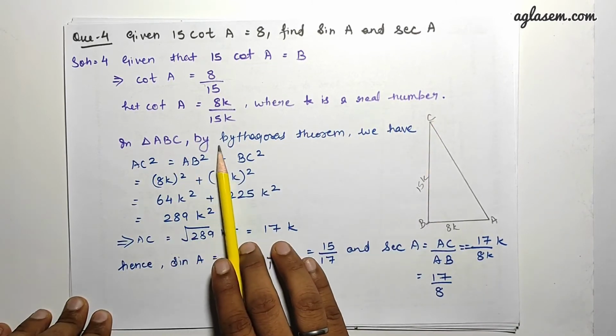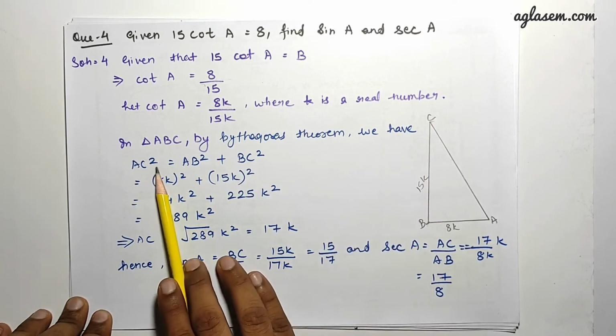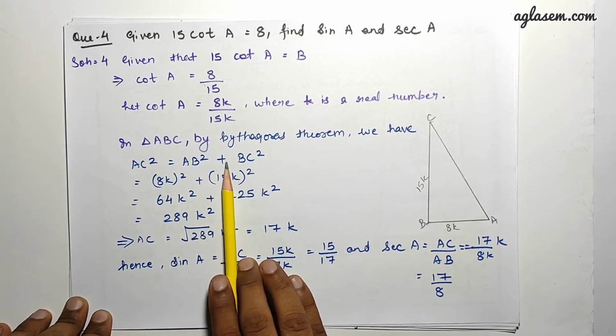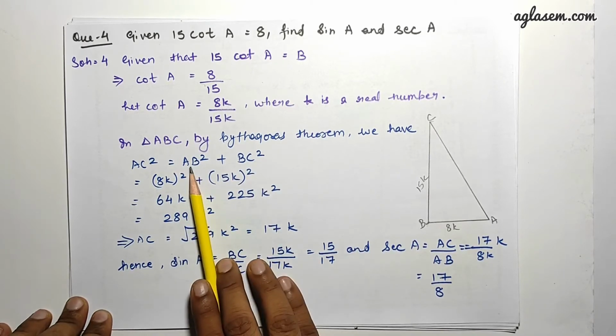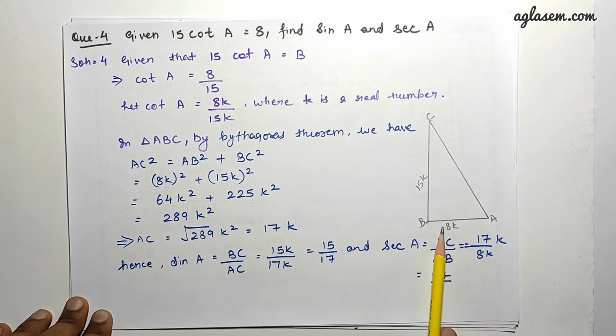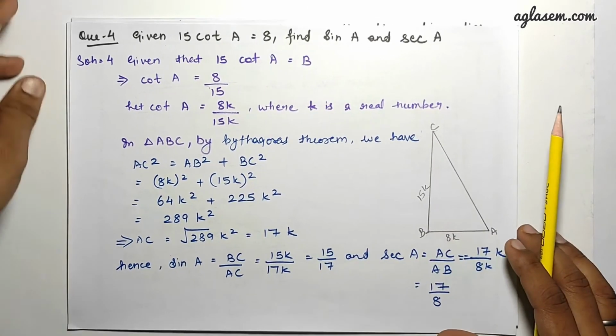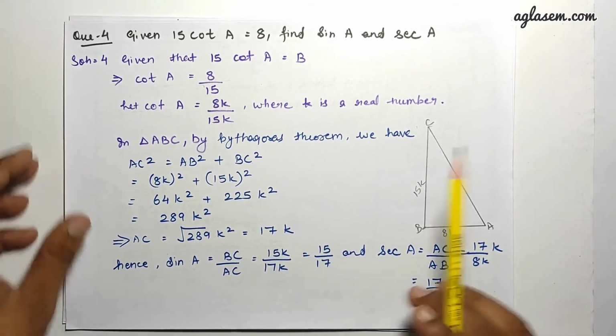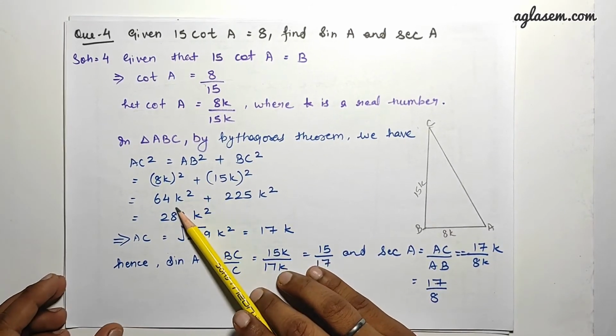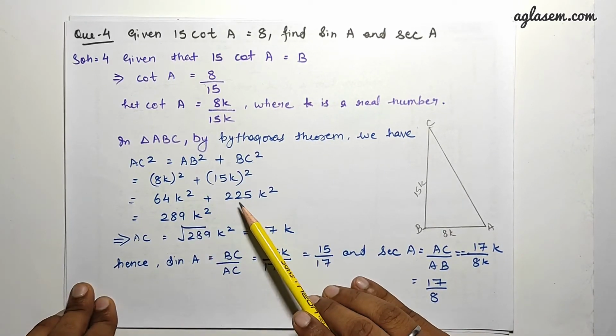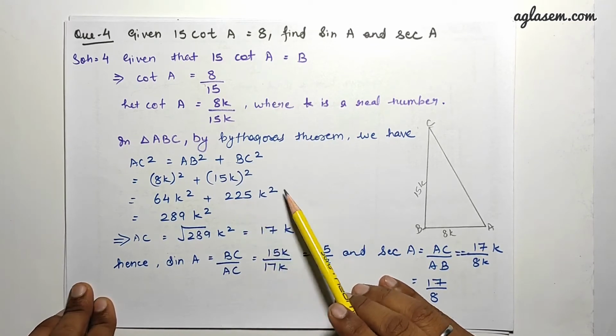In triangle ABC by Pythagoras theorem, we have AC square is equal to AB square plus BC square. So AB square is 8k square and BC square is 15k square. So 8k square is 64k square and 15k square is 225k square.